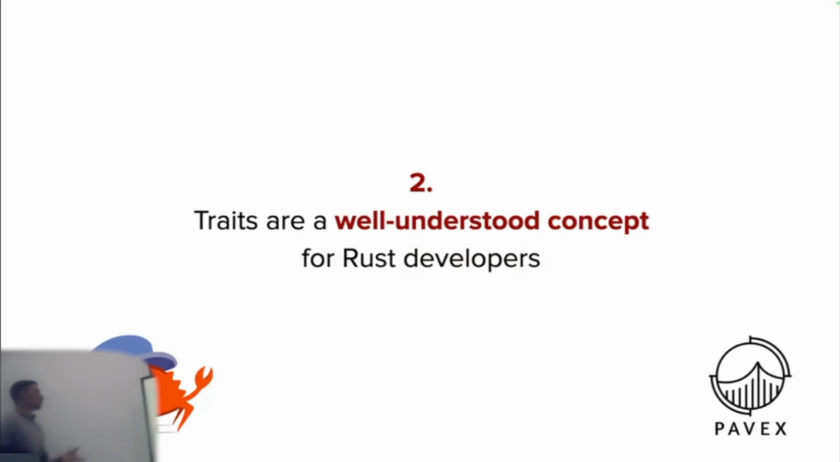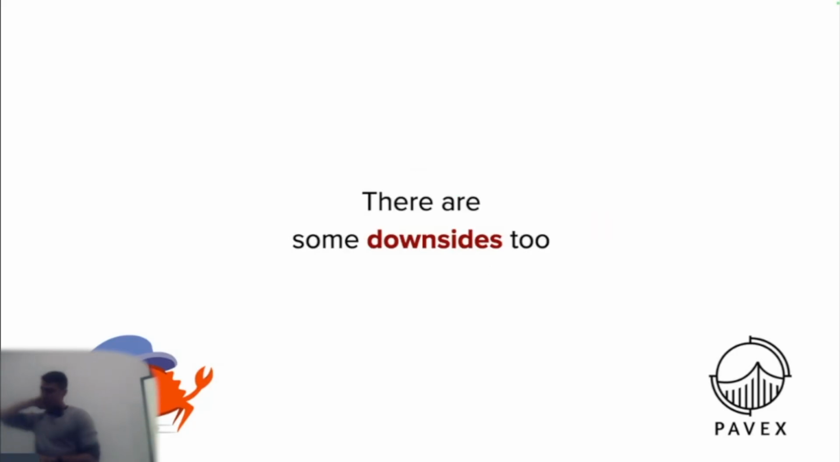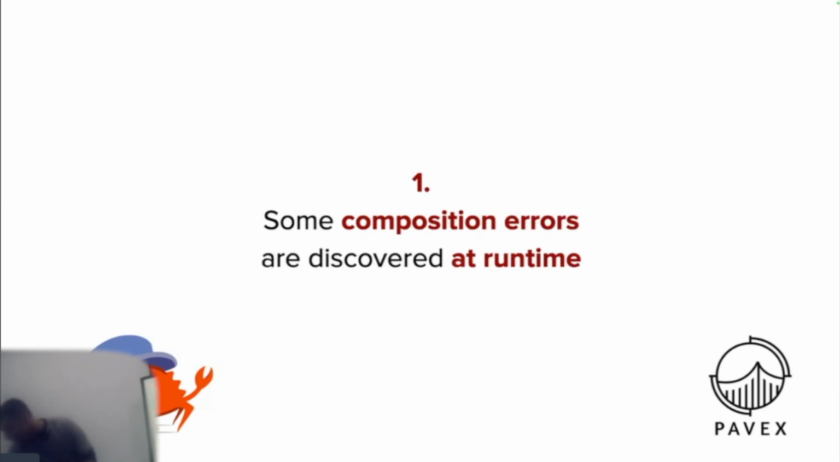Number two, to learn how to use this dependency injection system, you need to learn how traits work. But that's a positive, because traits are a foundational concept in Rust. If you're doing Rust, even semi-seriously, you will have to learn how traits work. So learning to use the framework forces you to learn a concept that you'll be able to reuse elsewhere. That's a very nice learning journey. So that's nice. Obviously, there are some downsides. Otherwise, this talk would be a very short one.